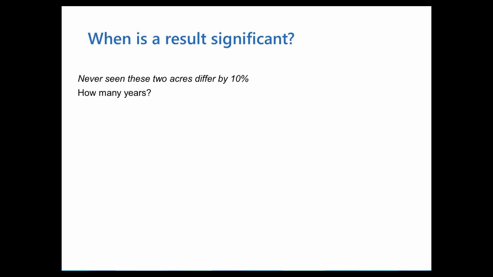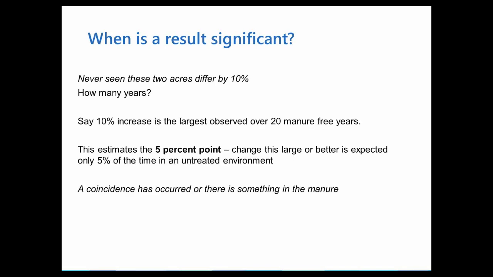So how many years? Fisher proposed, let's say, the 10% increase is the largest observed over 20 manure-free years. That 10% then estimates the 5 percentage point, in that a change this large or better is expected only 5% of the time in an untreated environment. Therefore, the conclusion is a coincidence has occurred. We just happened to treat our paddock in the season where we would have got a 10% increase anyway, or there is something in the manure that caused that 10% increase.